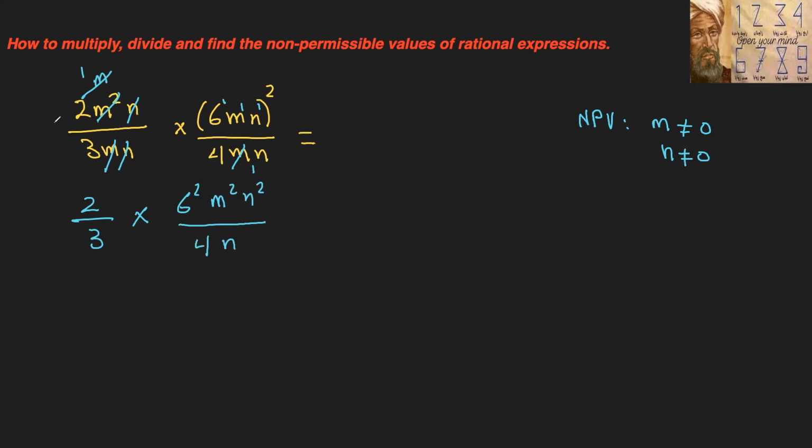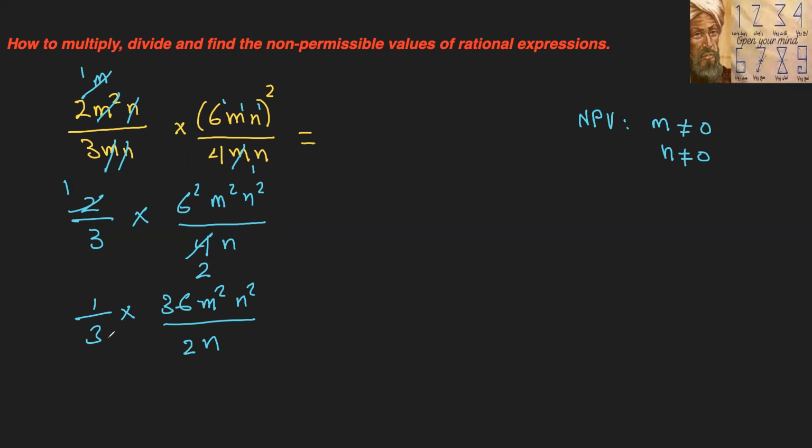And you know what? I forgot to reduce the 2 with the 4 here, but we could do that now. 2 goes into itself once, it goes into 4 twice. And this will give me 1 over 3 times, I'm going to square the 6, that's going to give me 36. And we still have M squared, N squared over N. Now I'm going to reduce everything that I could reduce. I'm sorry, there's a 2N here.